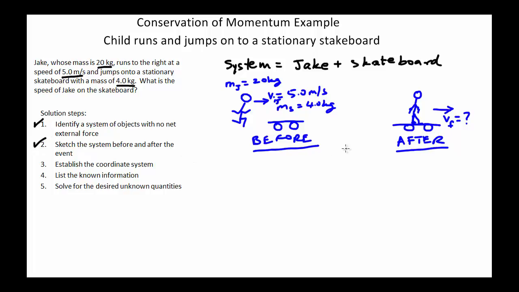The third step is to establish a coordinate system. With everything happening in the horizontal direction, the best is to define our x-axis in the standard way as increasing to the right, and the y-axis increasing to the top, even though once again we don't need the y-axis in this case. So there's our third step, and we have listed a lot of the known information already here, and we have identified our unknown here. So step 4 is kind of captured in our diagrams. Now let's see how we solve for this.